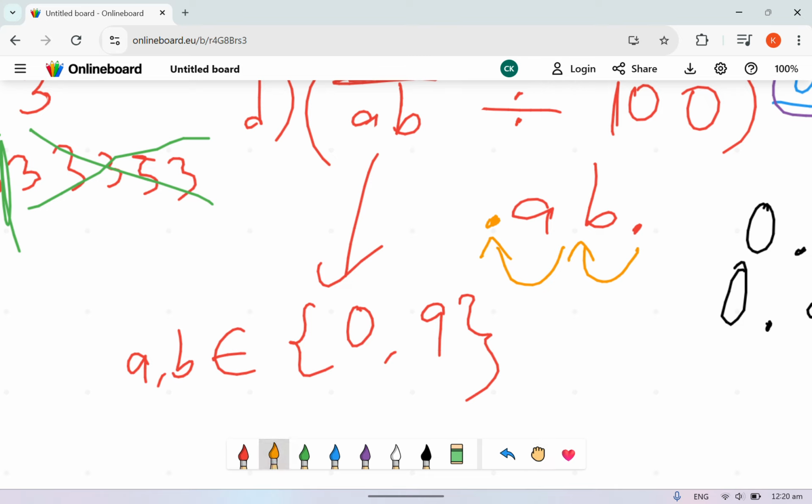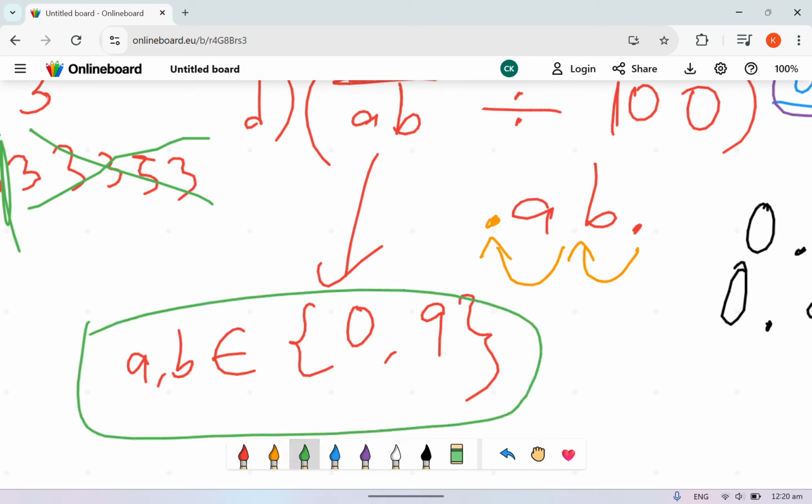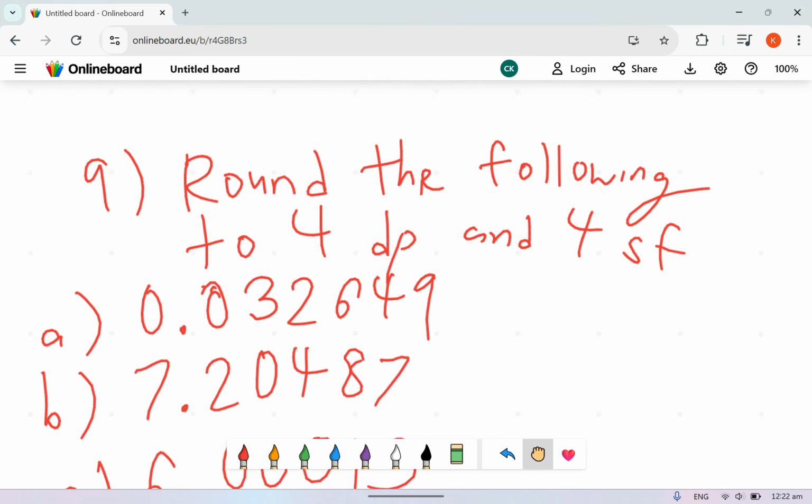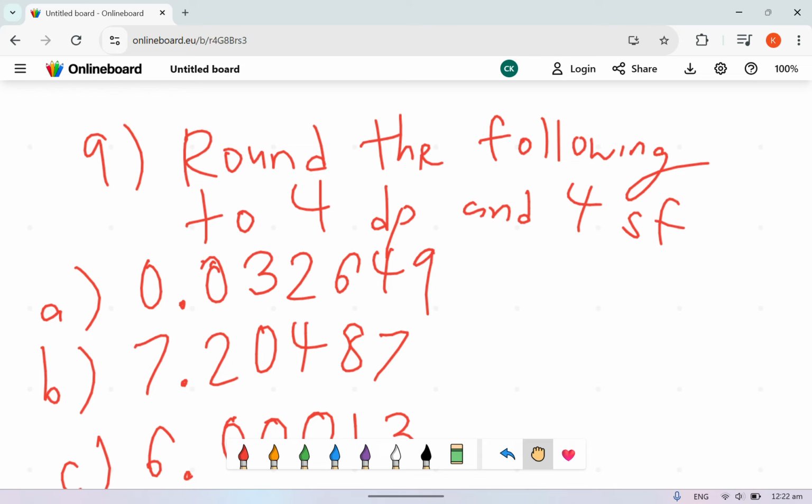But in the exam, if they really want to ask you this, which they won't, they will probably make it clear by doing this: A, B is an element of the set 0 to 9. So in this case, you get 0.AB, right? After you divide by 100, make sure you take off the B you don't want, and you're left with 0.8. That's your answer. Okay, next question. Question 9, and after that, question 10, you're done.